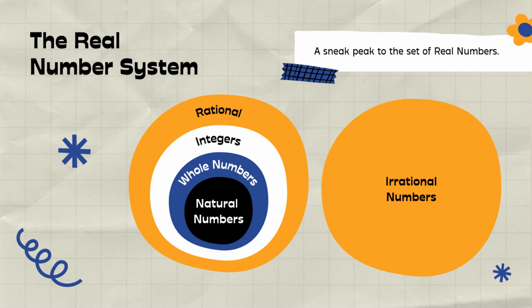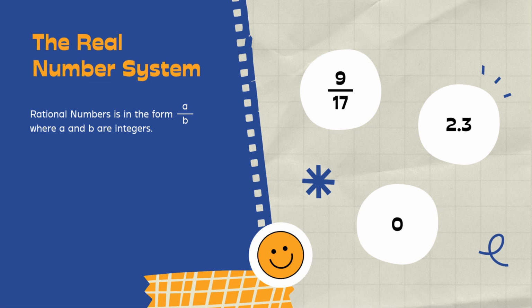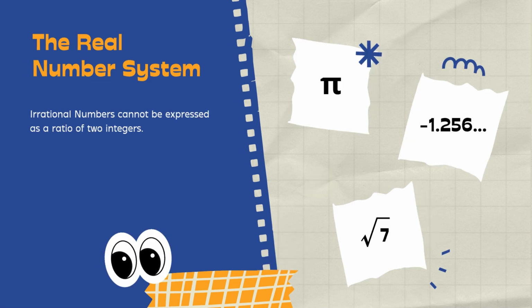So, the big set in the left, rational numbers, we said a rational number is in the form of a over b, where a and b are integers. For example, 9 over 17, 2.3 we can express as 23 over 10, and 0. And an irrational number cannot be expressed as a ratio of two integers. So, what are integers? The integers are a set of positive numbers and negative numbers and 0.